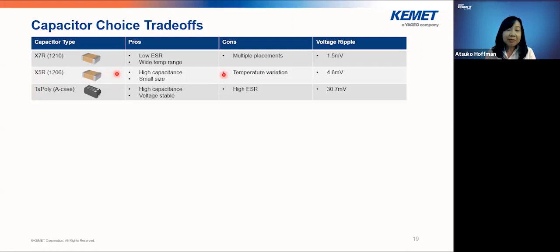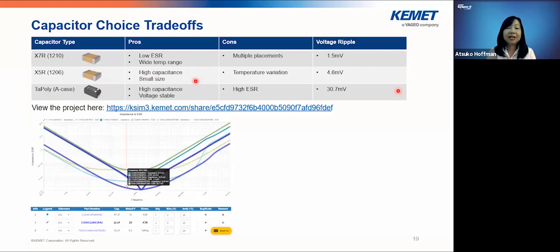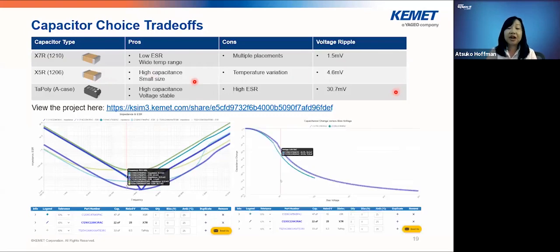For tantalum polymer capacitors, it's got the highest volumetric efficiency in capacitance. So we offer high capacitance, and there is no DC bias effect like class 2 MLCCs. So it's stable. Those are good things, but the ESR may be a little higher than the MLCC solution, and then the ripple voltage may be a little higher than the MLCC solution. And these parameters like ESR and DC bias effect are available through our KSIM tool.